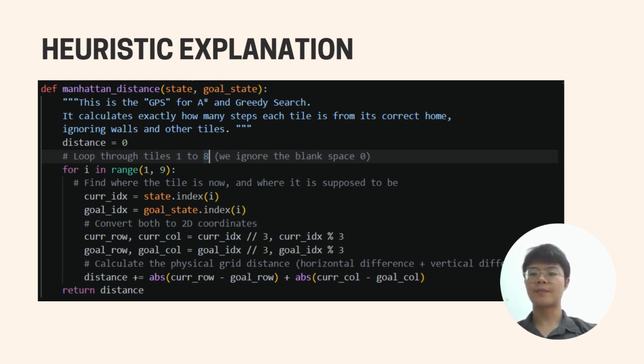blank space, and we declare the current index and goal index. So based on the index, we find out the row and the column using the divide by 3 and modulus with 3, and we implement the Manhattan distance calculation to find out the Manhattan distance and return the distance.